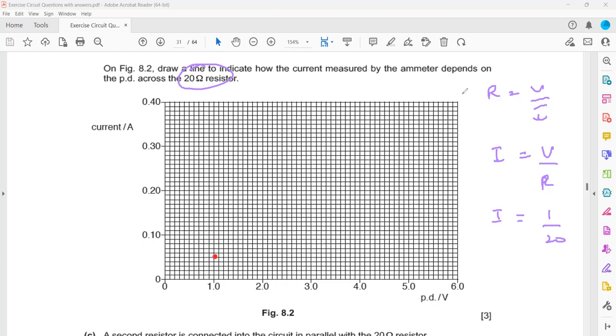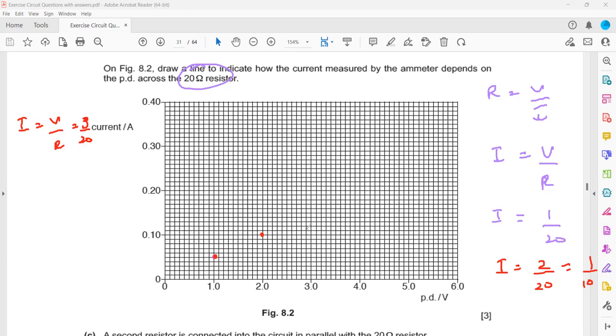Same thing, if the voltage is 2 volts, what will be the current? Voltage divided by resistance gives the current. The voltage is 2, and the resistance is fixed so it does not change. So 2 divided by 20 is 1 by 10, or 0.1. So we have a point here, the second point. If the voltage is 3, then current is voltage divided by resistance: 3 divided by 20, which is 0.15.